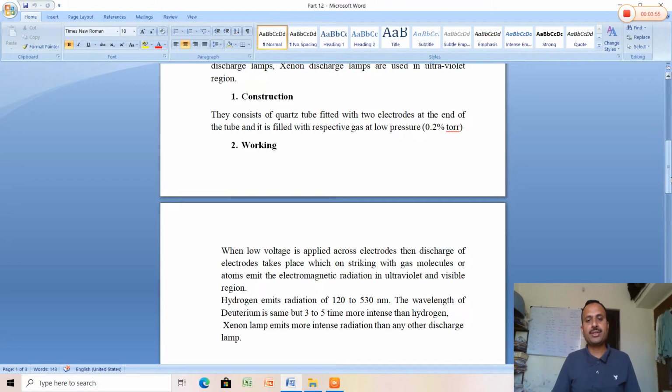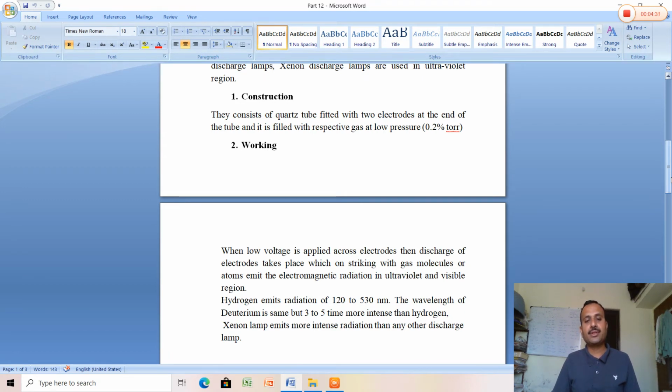Hydrogen discharge lamps emit radiation of 120 to 530 nanometer, in the visible and ultraviolet region. The wavelength range of deuterium is the same, as deuterium is an isotope of hydrogen, so the wavelength must be the same, but the intensity is increased by 3 to 5 times. That is, the deuterium lamp is more intense than the hydrogen one.